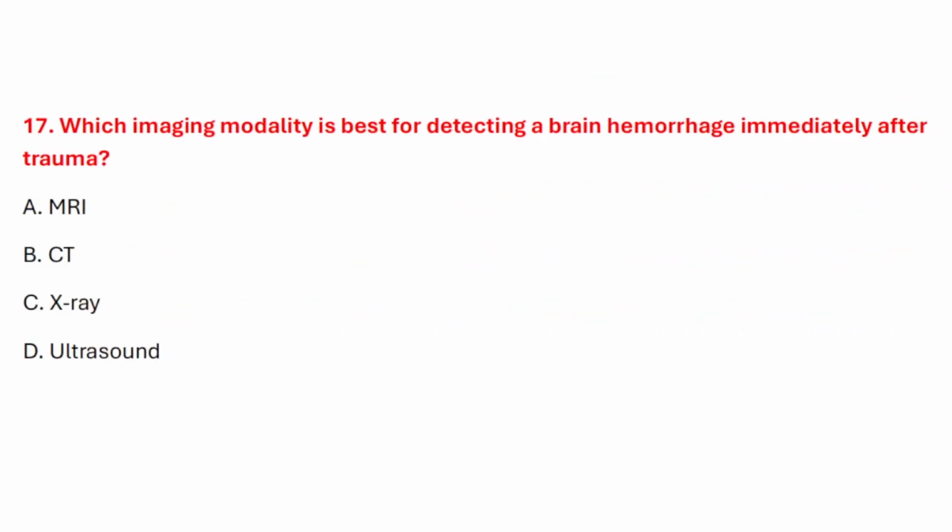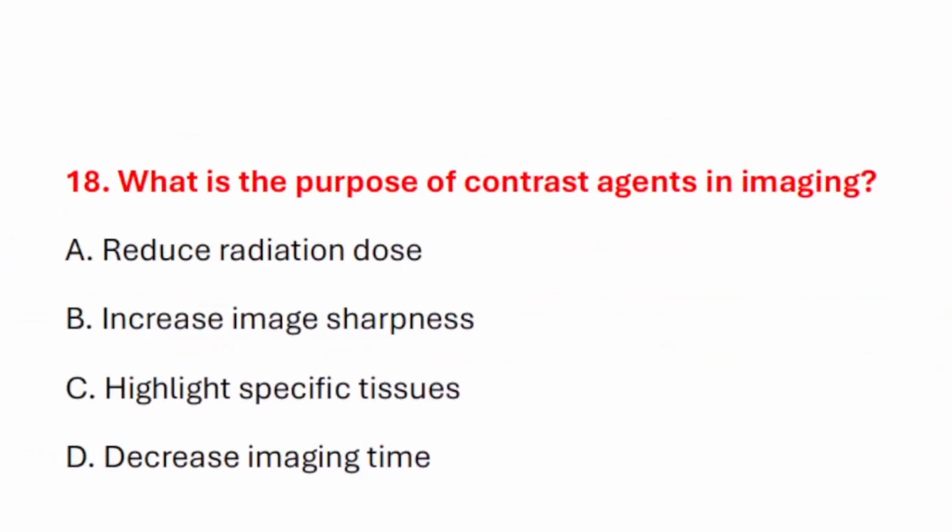Question number 17. Which imaging modality is best for detecting a brain hemorrhage immediately after trauma? Correct answer is option B, CT. Question number 18. What is the purpose of contrast agents in imaging? Correct answer is option C, highlight specific tissues.